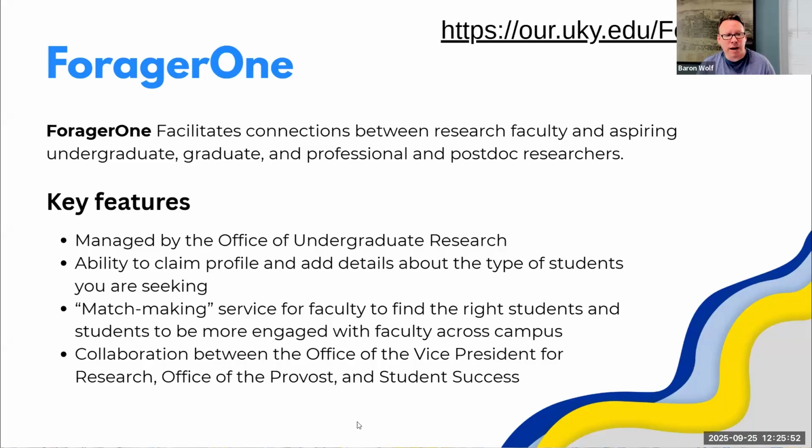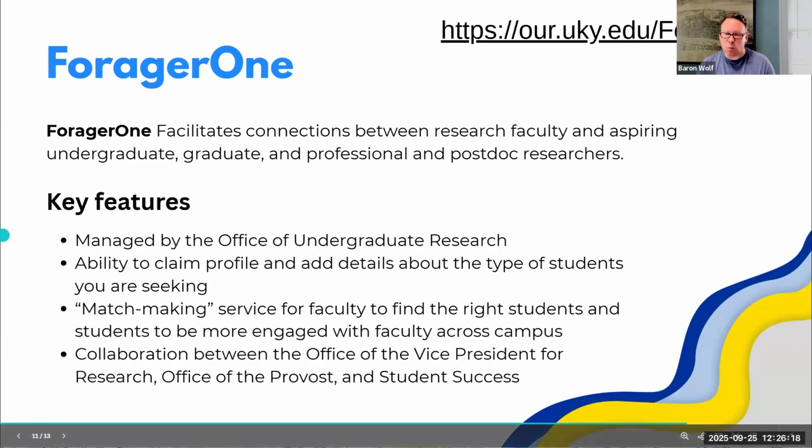It is managed by the Office of Undergraduate Research. So if you have heard about it or seen it, that is the office that manages it. You can claim your profiles and things like that. It's just a really good way to interact with students. Students obviously can also find you via Scholars at UK, through Google Scholar and all those other profiles. But Forager One allows you to really customize it based on what you're looking for.